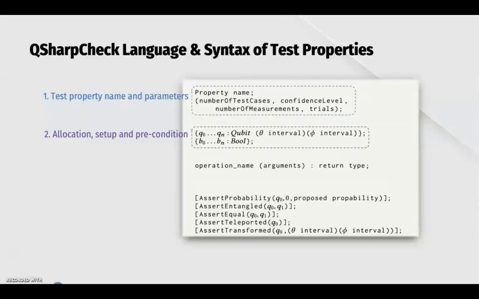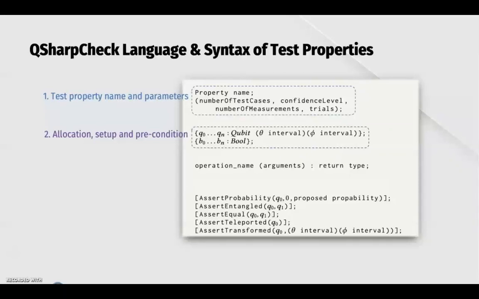In the next phase, a number of qubits or qubit arrays are allocated. Also, if needed, the tester can set the state of the allocated qubits to a particular state or a region in the Bloch sphere by choosing specific theta and phi value intervals. The angles theta and phi are the angles in the Bloch sphere associated with the amplitudes of the qubit state. If any other data types are required in the precondition part of the test, they can be written here as well.